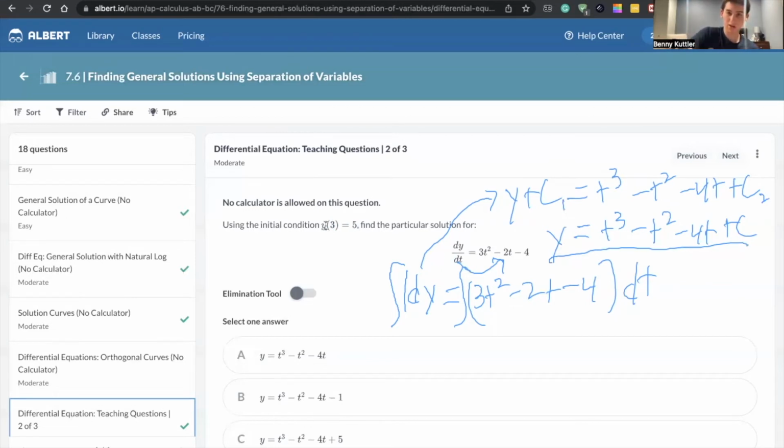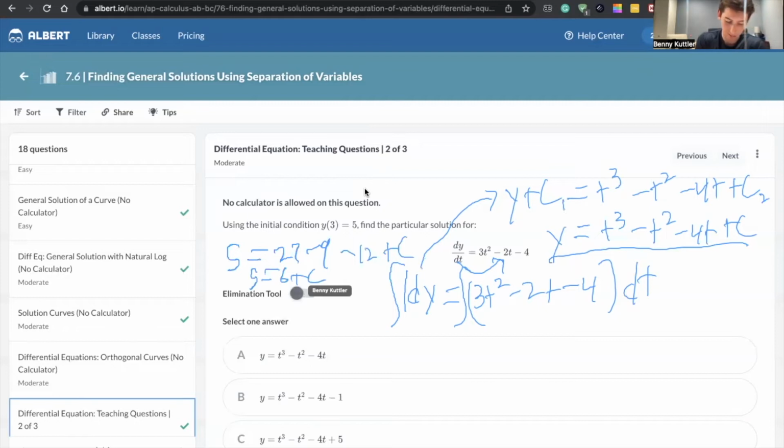So if we take this function over here, plug in these numbers, we get 5, because y equals 5, equals t cubed, so that's 3 cubed, which is 27, minus t squared, which is 9, minus 4t, which is 12, minus 12, plus c. So now we have 27 minus 21 equals 5. 27 minus 21 is 6. So 5 equals 6 plus c.